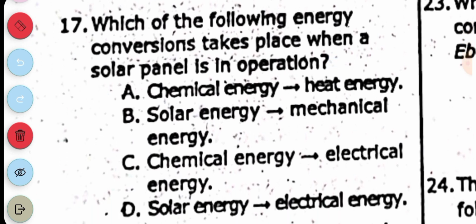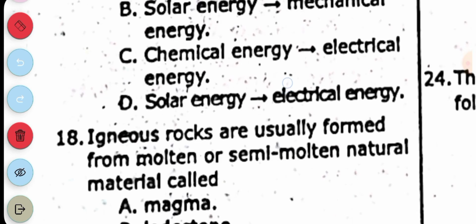Question 17. Which of the following energy conversions take place when a solar panel is in operation? A. Chemical energy to heat energy, B. Solar energy to mechanical energy, C. Chemical energy to electrical energy, D. Solar energy to electrical energy. And the answer to question 17 is D. Solar energy to electrical energy.